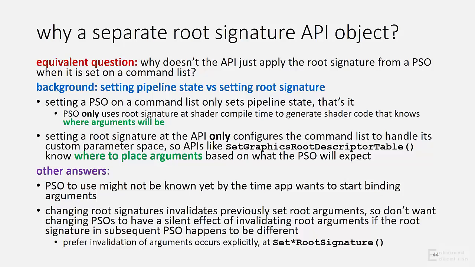By contrast, setting a root signature at the API only serves to configure the command list to be able to handle the new custom parameter space that the root signature defines. In particular, that means all the root argument setting commands on the command list, like set graphics root descriptor table, for instance, know exactly what to do based on the current root signature configuration in terms of where to place that argument so that pipeline state objects will be able to find them.